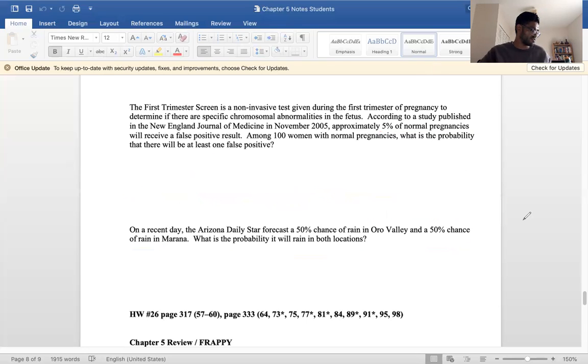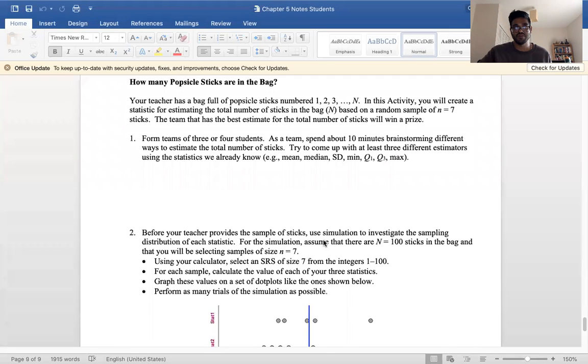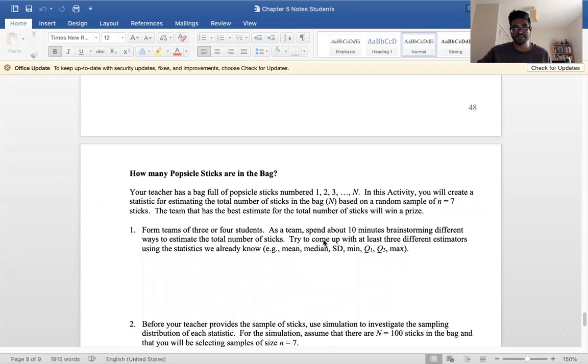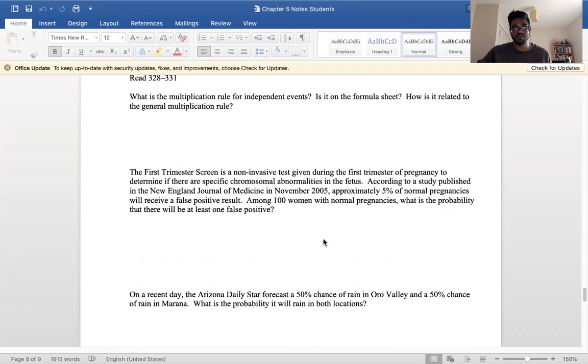The last page of these notes is just a little activity. It would have been if we did it in class in school, but if you want to try it at home, please go ahead and use some popsicle sticks. But we may look at that.